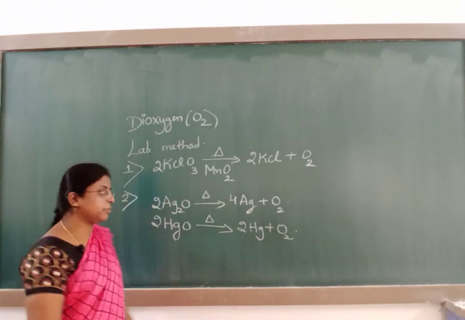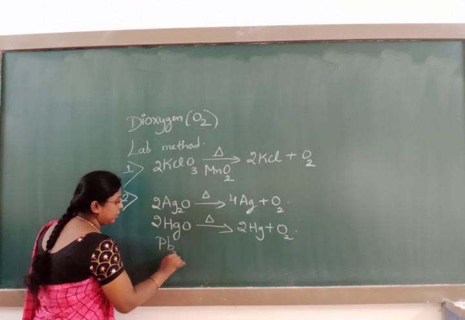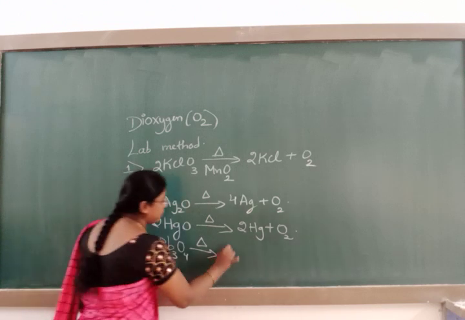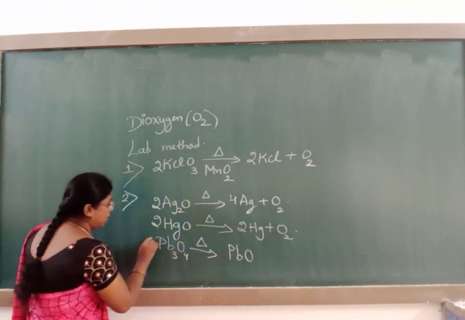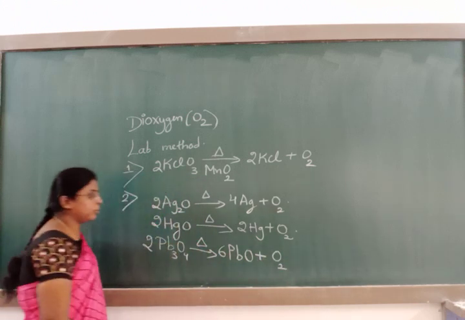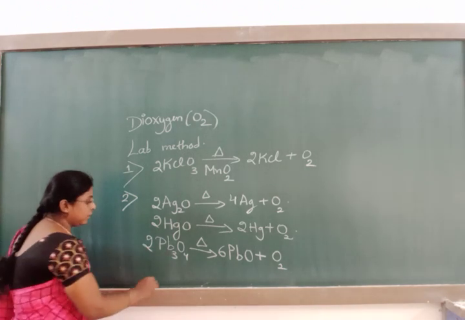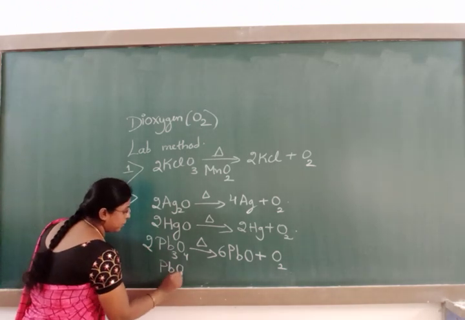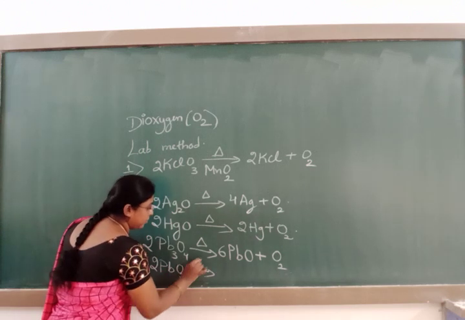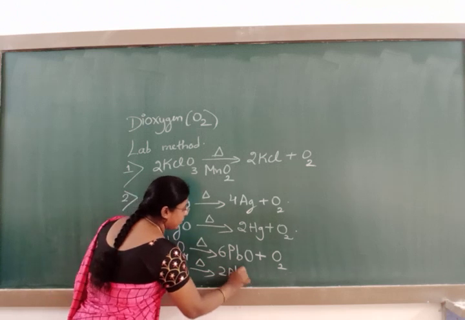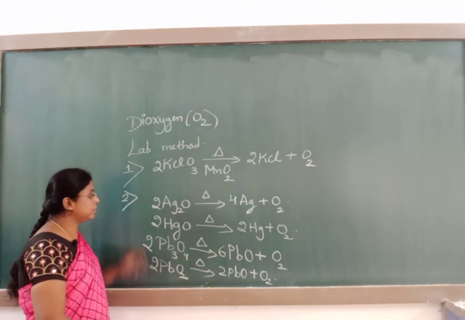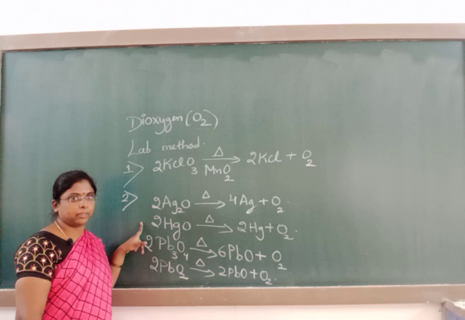We even use some other oxides like Pb3O4, which on heating decomposes to form PbO, lead oxide. Along with that, dioxygen is obtained. We also use PbO2, which is nothing but lead dioxide. It decomposes on heating to form lead oxide and O2. This is the second method of preparation of dioxygen using the oxides.